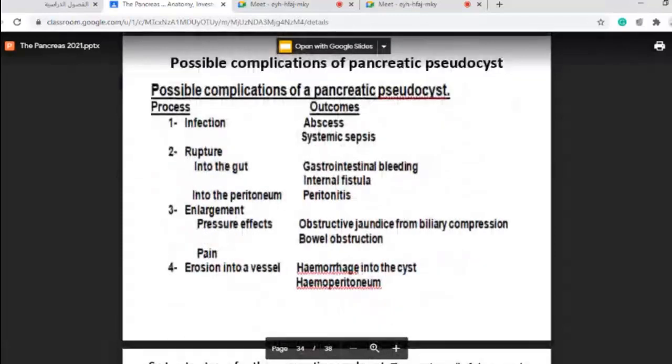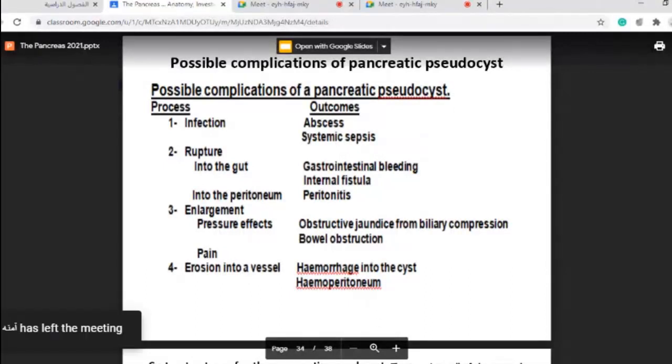So this pseudocyst has complications. As a complication by infection, it will be converted to an abscess, and later on leading to systemic abscess. Other complications: if this pseudocyst ruptures into the gut, causing gastrointestinal bleeding or internal fistula, or may rupture into the peritoneum, causing peritonitis.